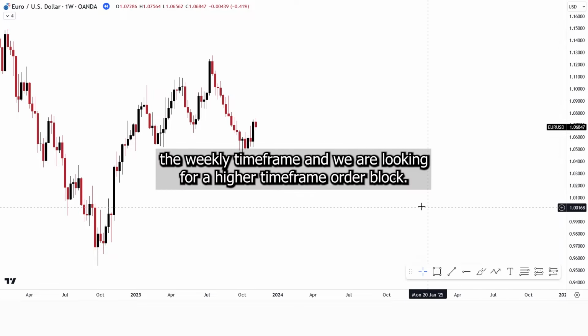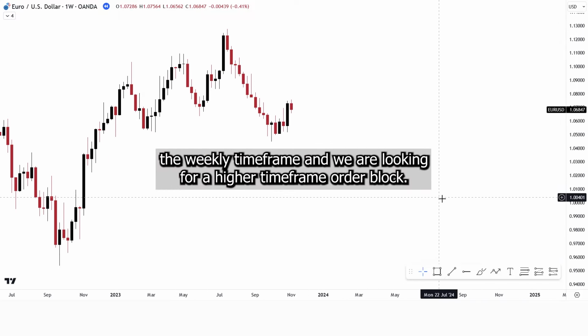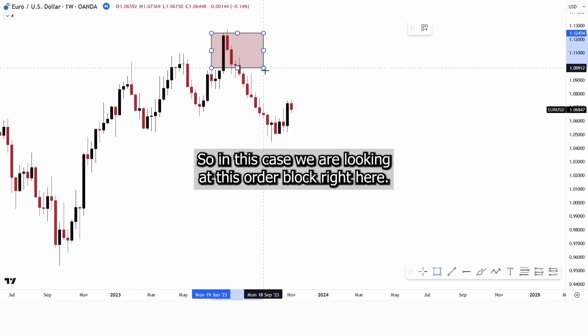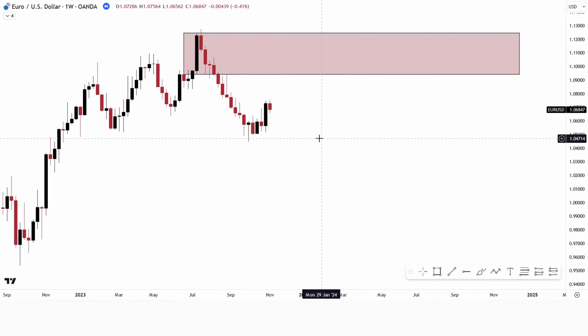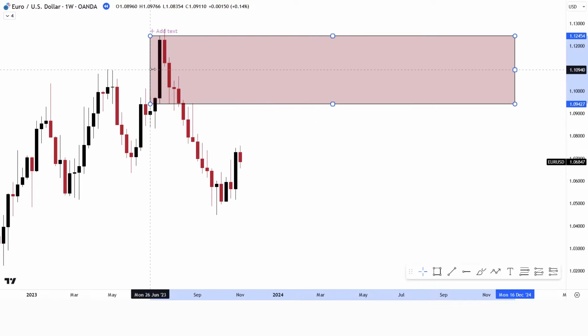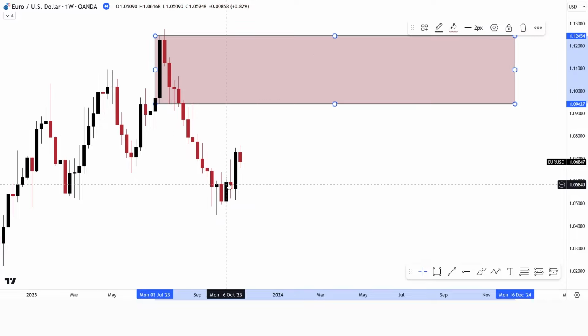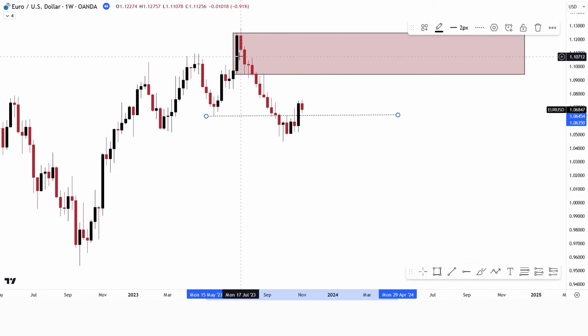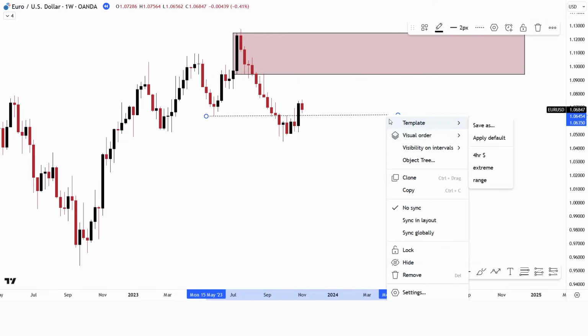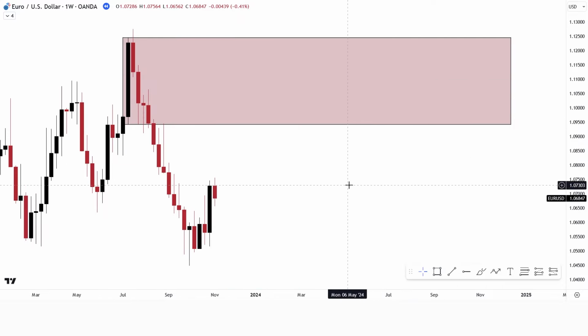So right now we're on the weekly time frame and we are looking for a higher time frame order block. So in this case, we are looking at this order block right here. Why are we looking at this order block? Because to validate an order block, we are looking at peaks. We're looking at peak premium or peak discount. And in this case, we're looking at a peak premium because you have a break of structure. Since you have a break of structure, you're anticipating price now to be bearish. So any retracement back should be to an extreme. So now let's go to the 16-hour time frame to look for our Wyckoff schematic.